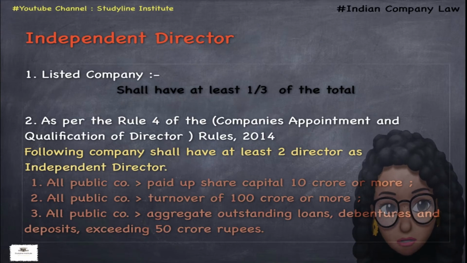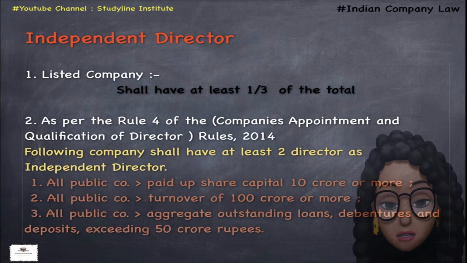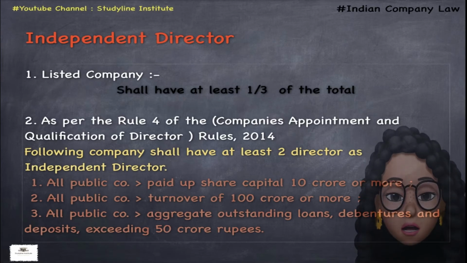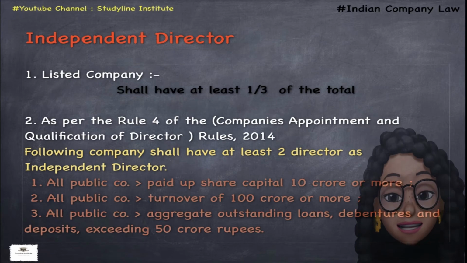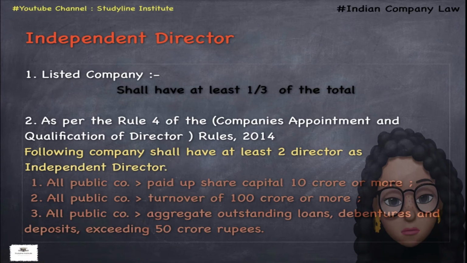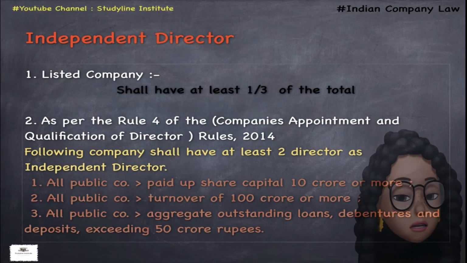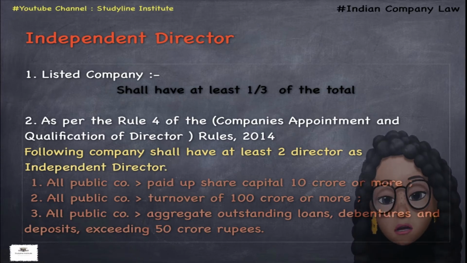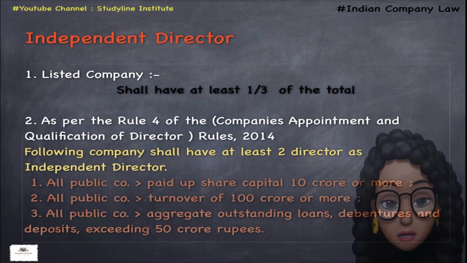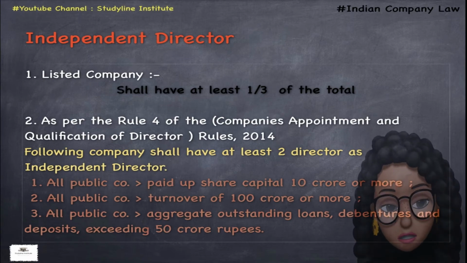So, you have to remember that if your company is a listed company, then you have a requirement that 1/3 of your board needs to be independent directors. And if your company is a public company and is exceeding the limits given here, then you have to comply with that provision.